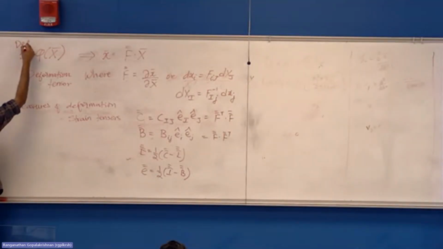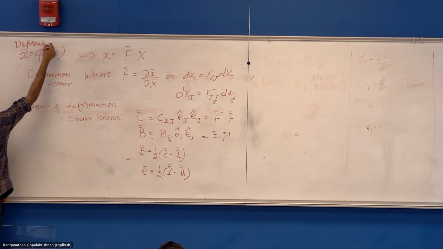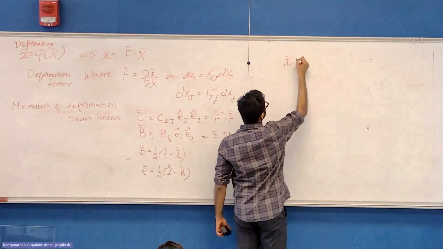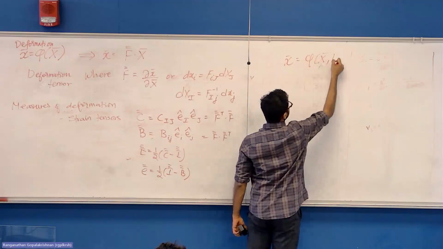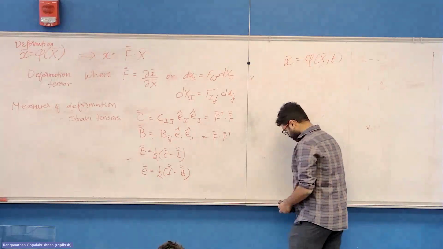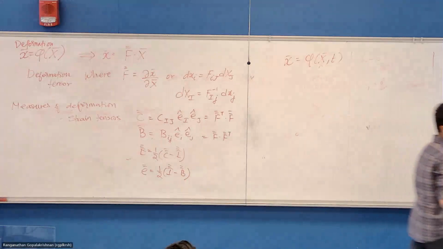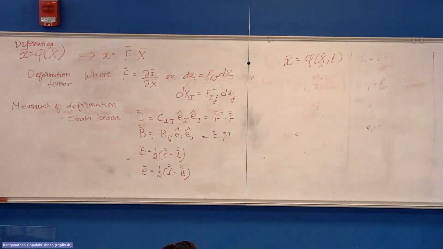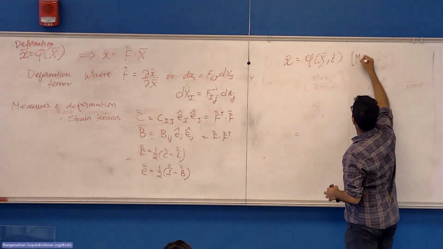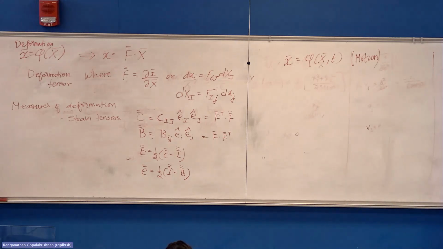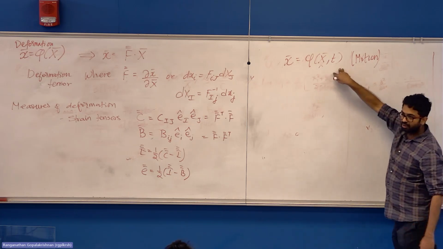We call phi the deformation mapping and F the deformation tensor. This expression, x as a function of p and p of x comma t, is not just deformation. What is it called? I may not have mentioned it, but this expression has a name. The word is motion. It describes the change in position, or material coordinate, with respect to time.